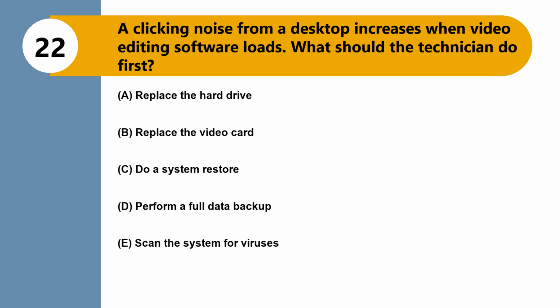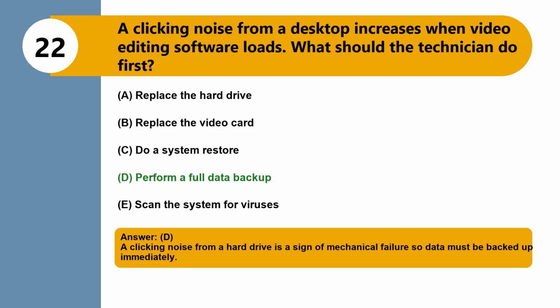Question 22. A clicking noise from a desktop increases when video editing software loads. What should the technician do first? Option A, replace the hard drive. Option B, replace the video card. Option C, do a system restore. Option D, perform a full data backup. Option E, scan the system for viruses. The correct answer is option D, perform a full data backup. A clicking noise from a hard drive is a sign of mechanical failure, so data must be backed up immediately.